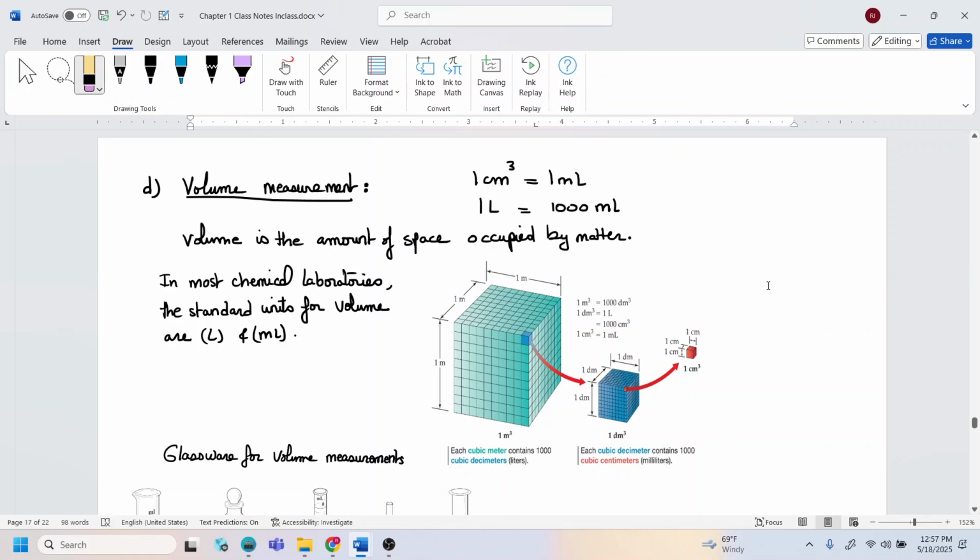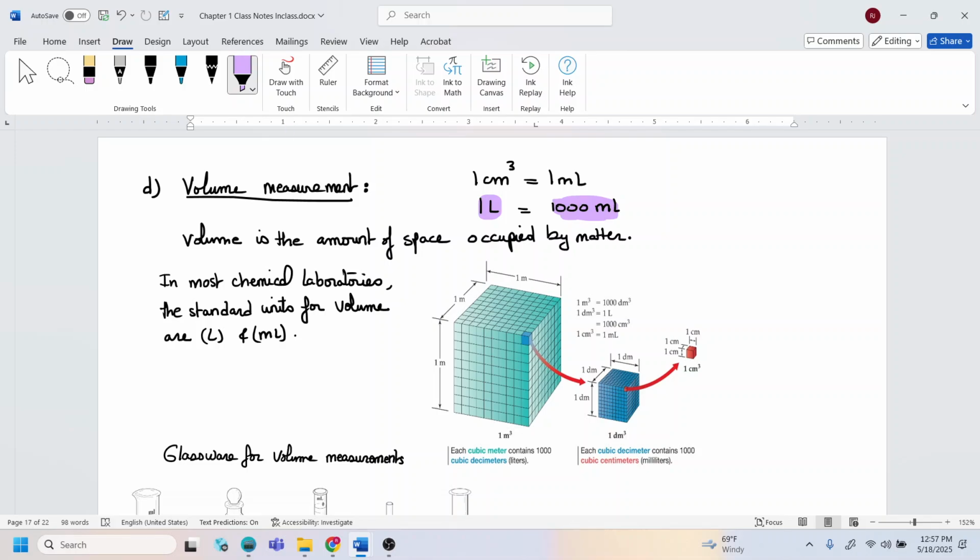As for the volume, volume is the amount of space which is occupied by the matter. And in most laboratories, when we want to measure the volume, we use the standard units, either liters or milliliters. And the conversion is between the liters and the milliliters. Of course, the liter is a bigger unit because 1 liter is 1,000 mils. So this is the conversion.